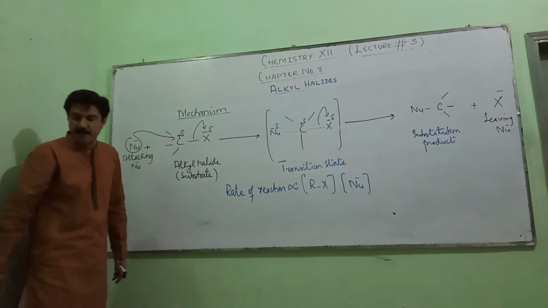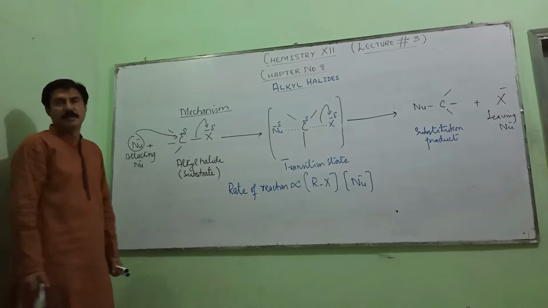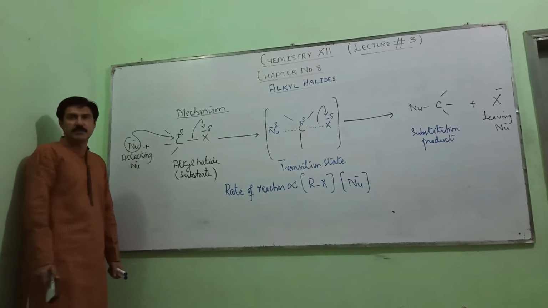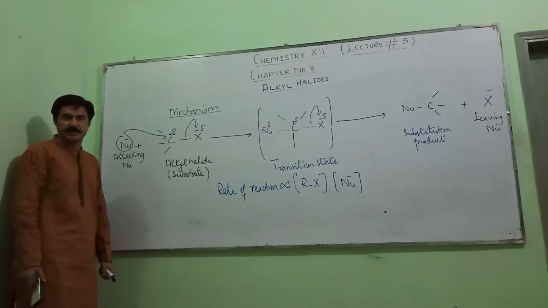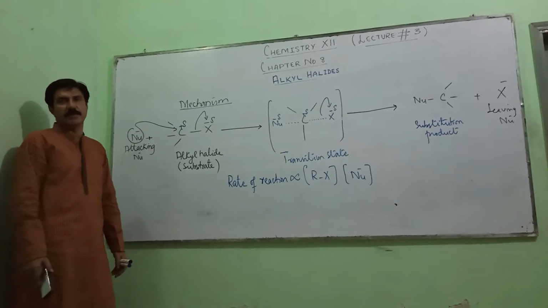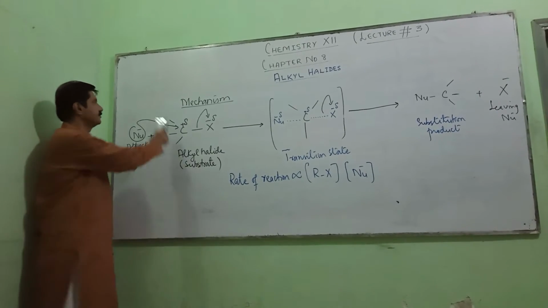Now the second type of nucleophilic substitution reactions of alkyl halides are the SN1 reactions, which are called unimolecular nucleophilic substitution reactions. So now I am discussing the unimolecular nucleophilic substitution reactions, which are called SN1 reactions.